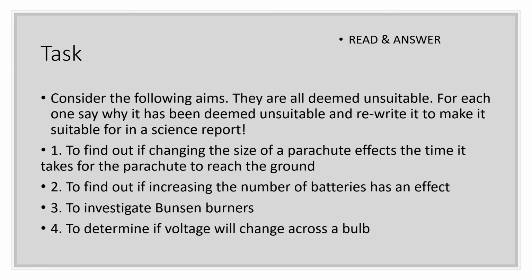So your first example there is an aim where they're trying to find out if changing the size of parachute affects the time it takes for the parachute to reach the ground. Number 2, to find out if increasing the number of batteries has an effect. Number 3, to investigate Bunsen burners. And number 4, to determine if voltage will change across a bulb.